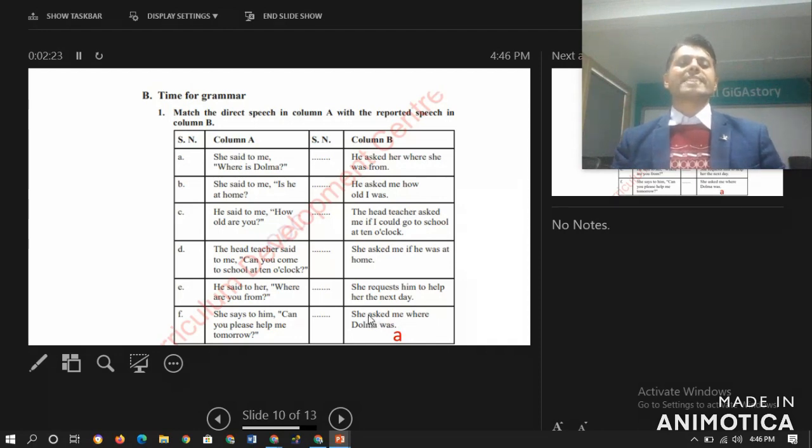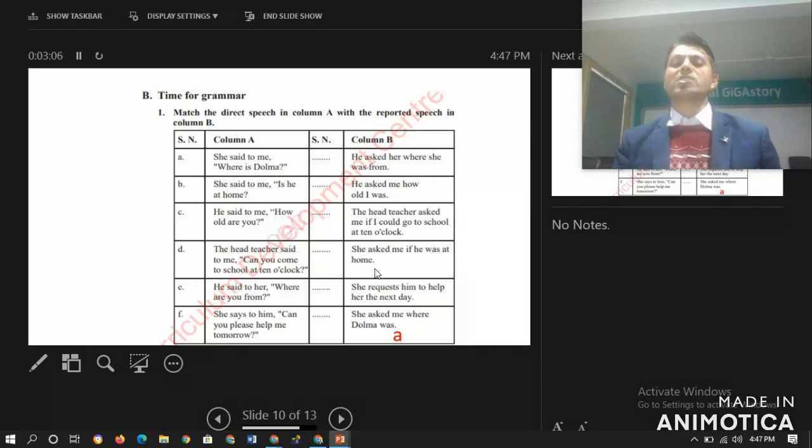Come to number B. She said to me, is he at home? This is a yes-no question. Now how do we change a yes-no question into indirect speech? Look at the next side: she asked me. As I told you before, if there is a question, the reporting verb said to becomes asked. If there is a yes-no question, we use either if or whether. Here I use if: she asked me if he was at home.